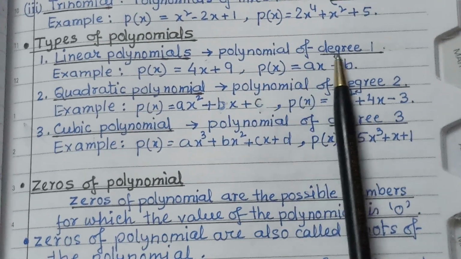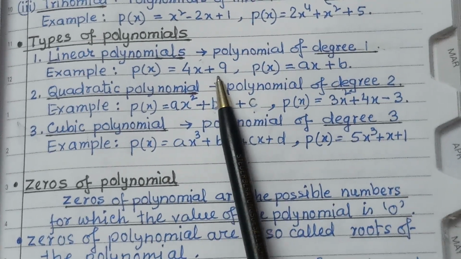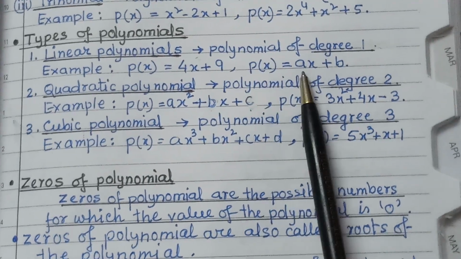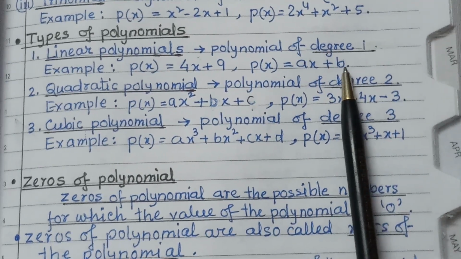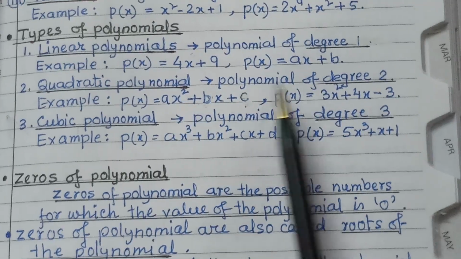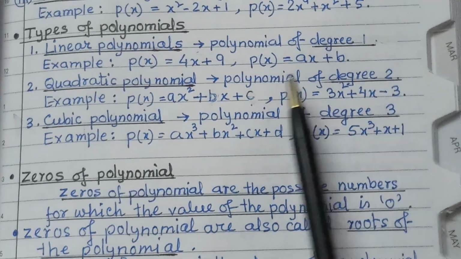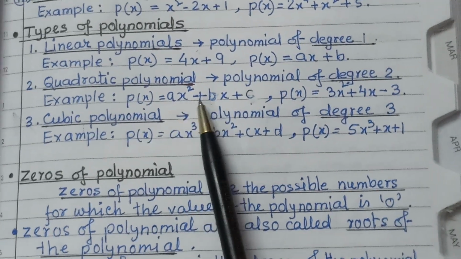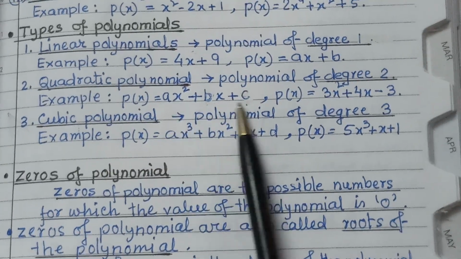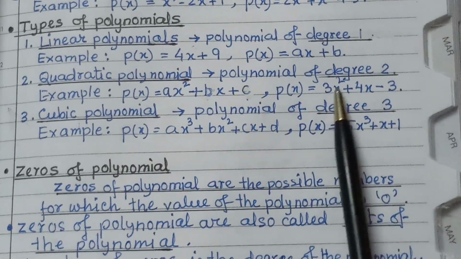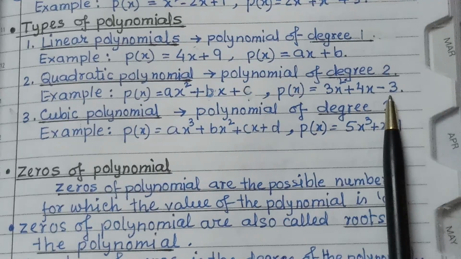The polynomial of degree 1 is called the linear polynomial, and its general form is ax plus b. Quadratic polynomial, whose degree is 2, means highest degree is 2: ax square plus bx plus c. It is the general form, and an example is 3x square plus 4x minus 3.